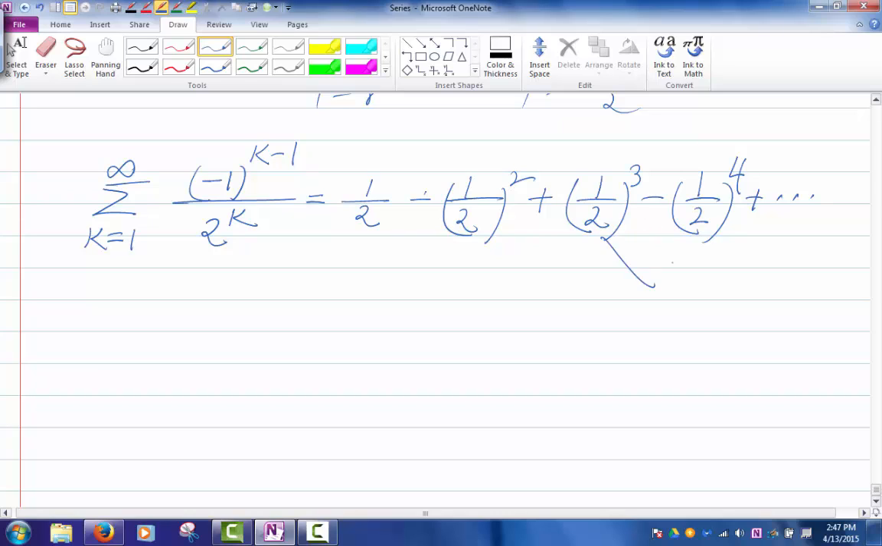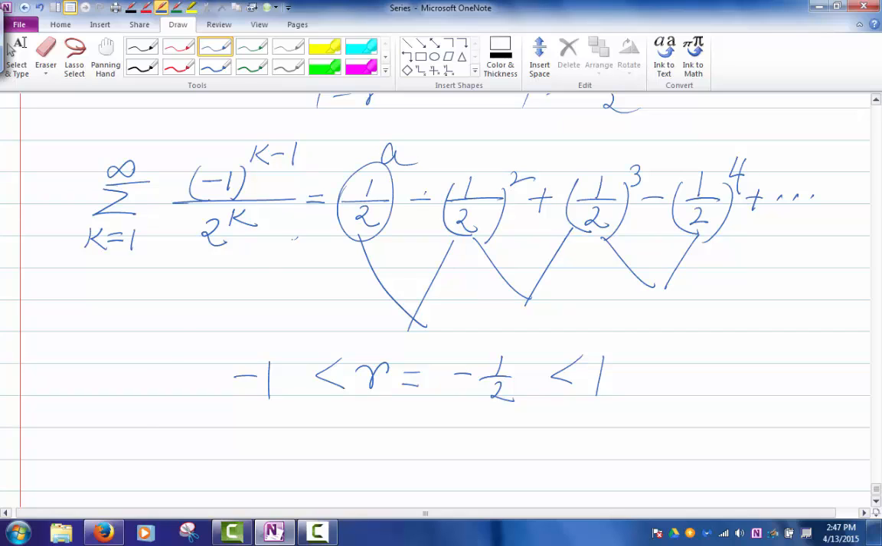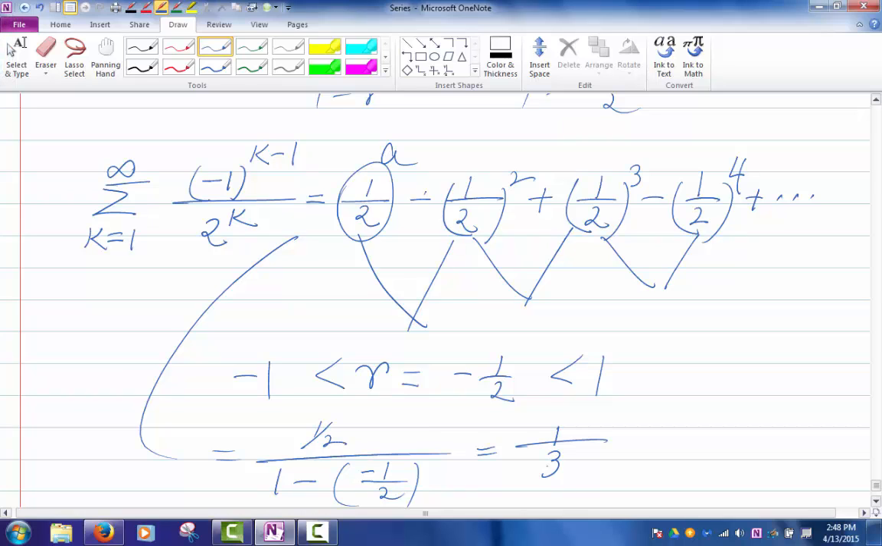Now, what's the ratio of the fourth term to its previous term? What's the ratio there? Negative half. What's the ratio here? What is R then? Negative half. Is that between 1 and negative 1? So it's a convergent geometric series. What is A? So what's the sum? Sum is A, which is half, divided by 1 minus R. R is what? Negative half. So what do you get? Half divided by 3 halves, so what is that? 1/3? Agree? You guys agree with that? You guys feel okay with this?